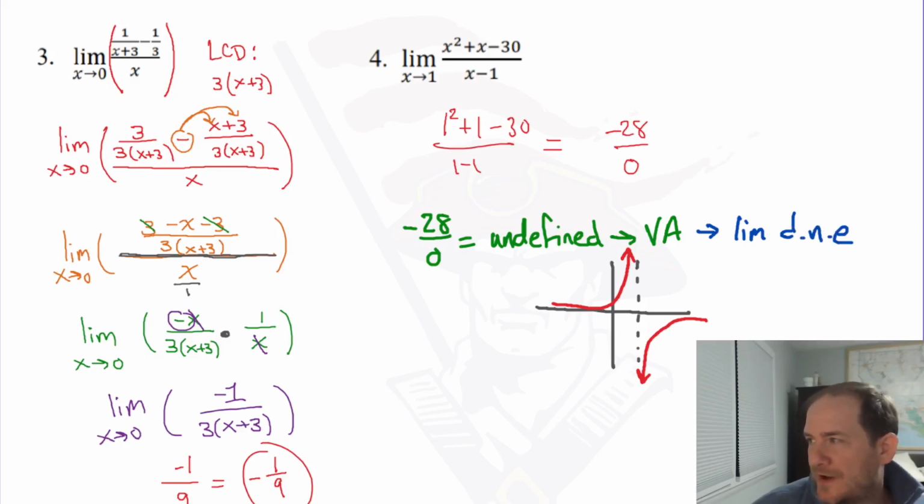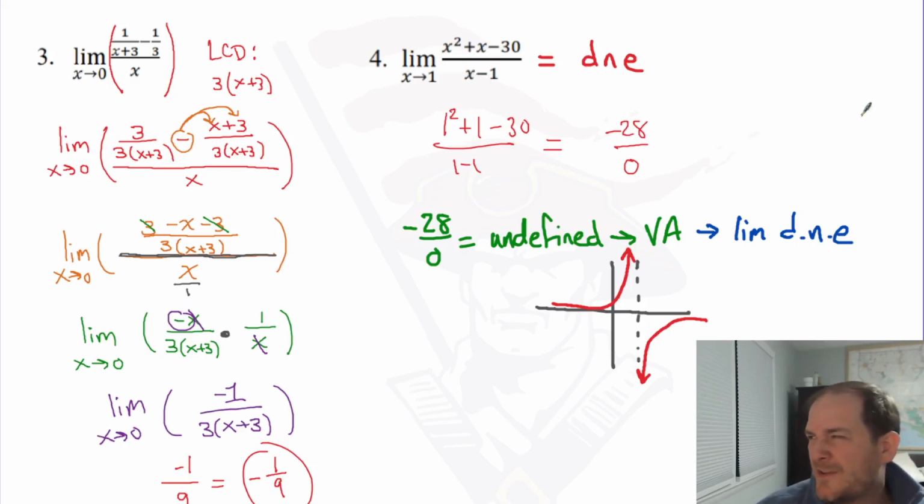So what I'm trying to say is, as soon as you plug in and you get a 0 in your denominator, but not a 0 in your numerator, and that's not the indeterminate case, that just means that this limit does not exist. And I wouldn't jump through any hoops to do any extra math here.